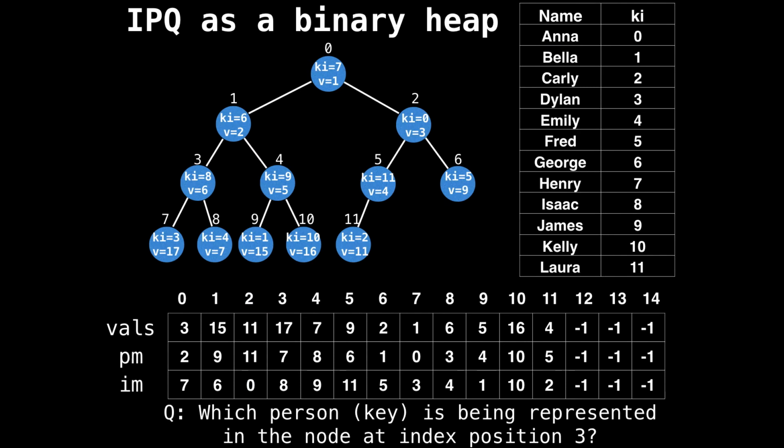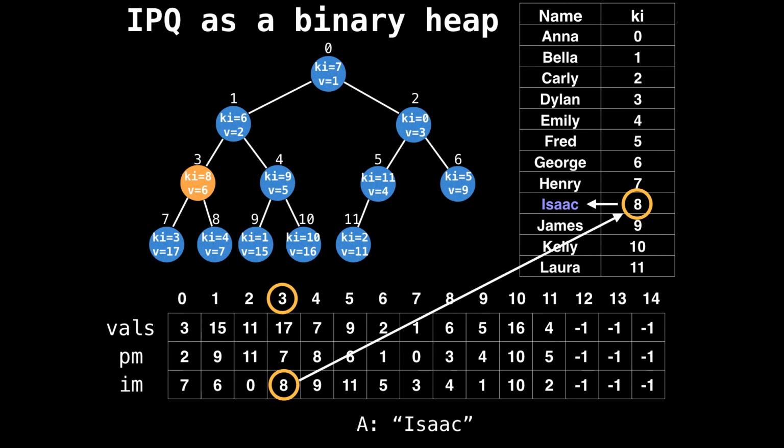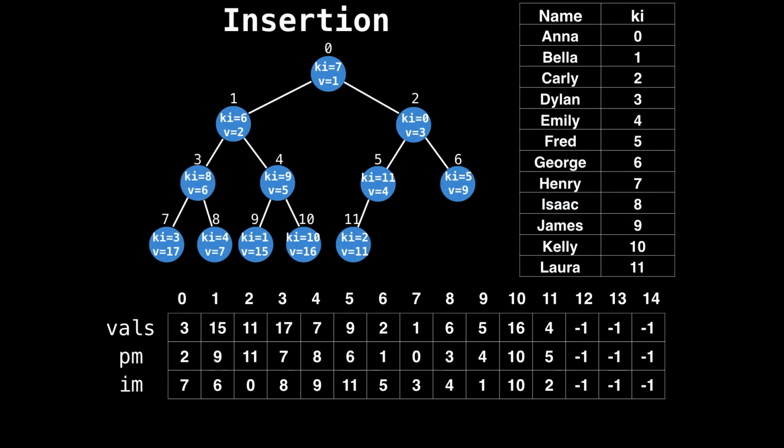Here's a follow-up question to make sure you're still paying attention. Which key is being represented in the node at index position 3? Same as before, find the key index through the inverse map. Then with the key index, figure out the actual key from the bidirectional hash table. We can then conclude that the node at position 3 represents the key Isaac. What we just covered was how an index priority queue is structured internally, and what all the moving parts are.